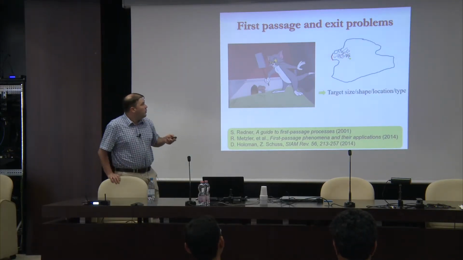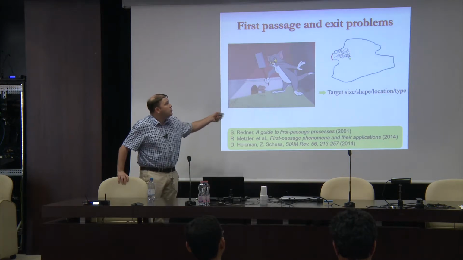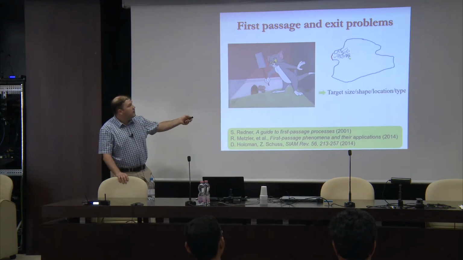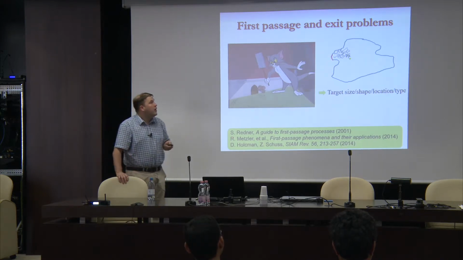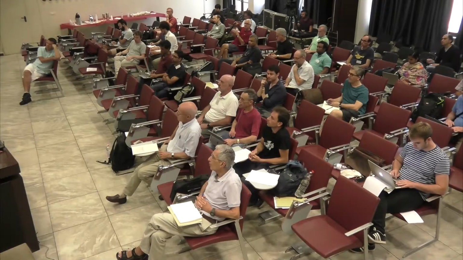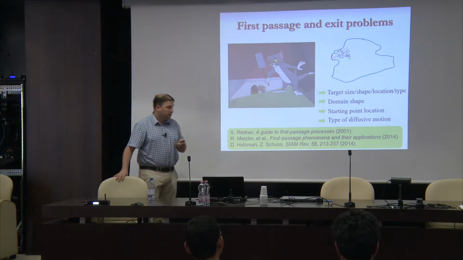So of course the distribution of the first passage time depends on many things. It depends on the target size, shape, location and type. It depends on the shape of the whole domain. It depends on the starting point location, and of course it depends on the type of the diffusion process.